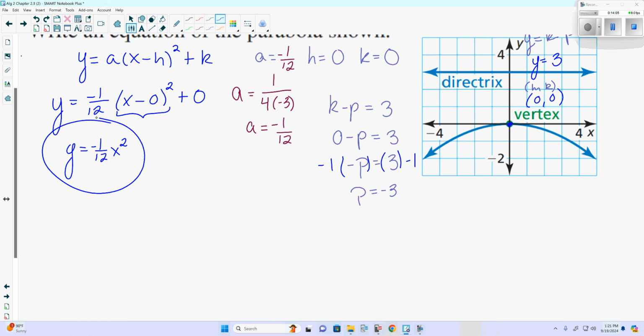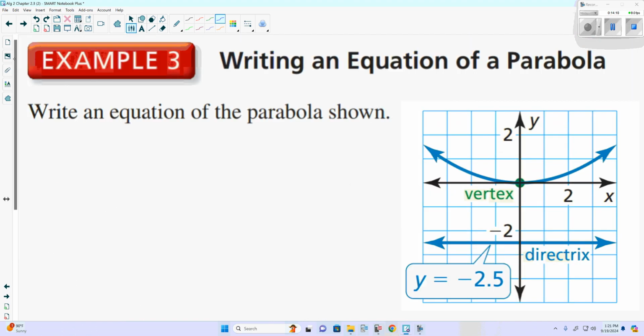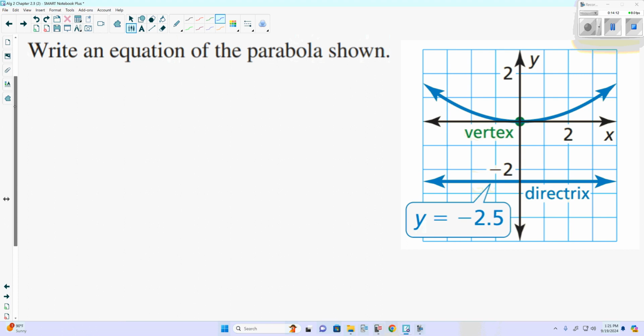Questions on this here? Parabola, they told us the directrix is y equals negative 2.5, so the general form is y equals a times x minus h squared plus k.